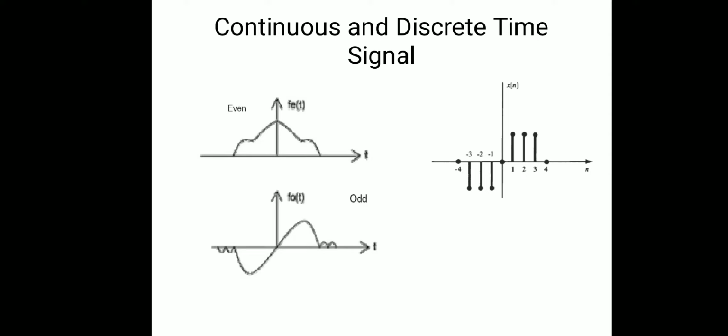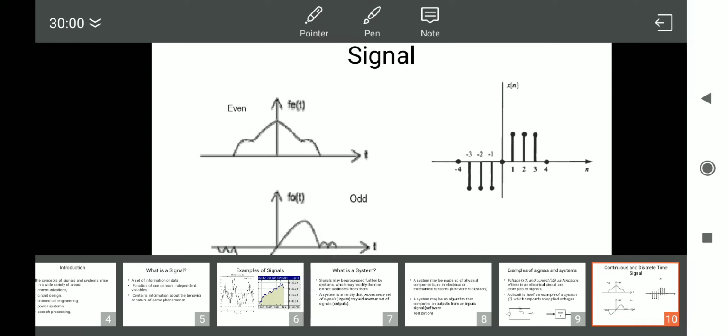Or else you can also define at 1, 2 and 3. On the right side also you can define at any instant, 1, 2, 3 or 1.5, 2.5 and 3.5. At all times the amplitude is varying. So this is what a continuous time signal is.